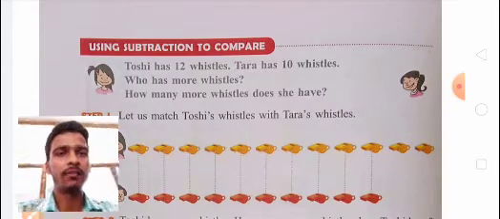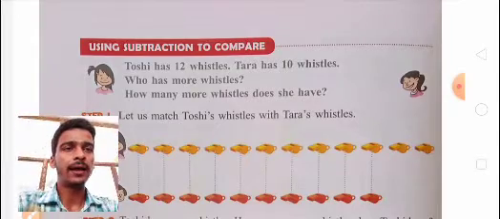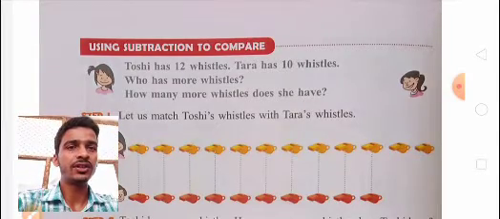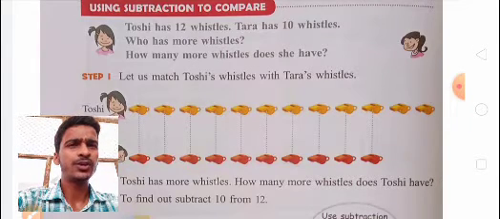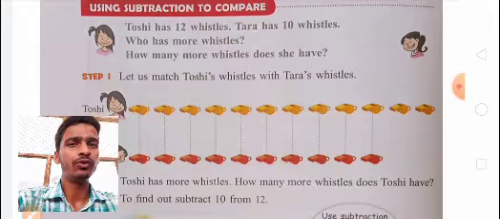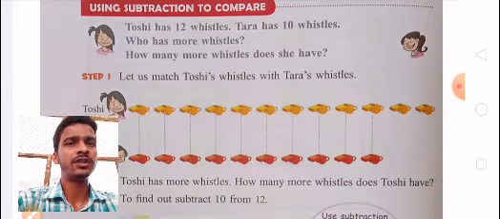Toshi has 12 marbles and Tara has 10 marbles. Who has more marbles? You can see here Toshi has 12 marbles and Tara has 10 marbles. First question: who has more marbles? You can see here that 12 is greater than 10. So Toshi has 12 marbles and Tara has 10 marbles. So Toshi has more marbles.